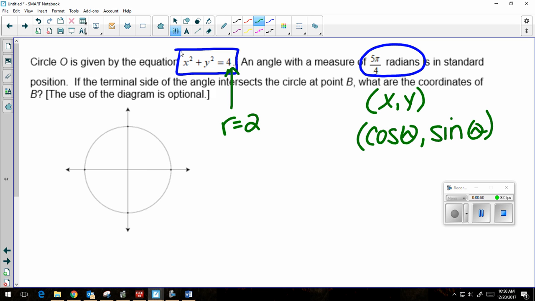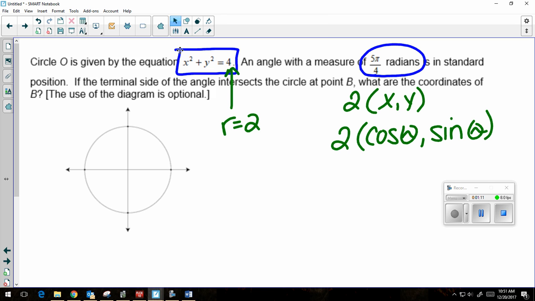The unit circle had a radius of 1. This question's circle has a radius of 2, so it's been multiplied by 2. So we're going to take our point, x comma y, and multiply it by 2. So instead of cosine comma sine, it's going to be 2 times cosine comma sine.